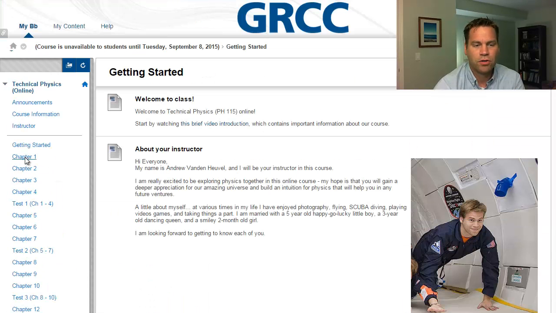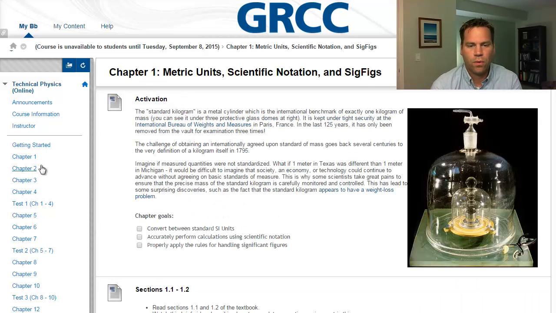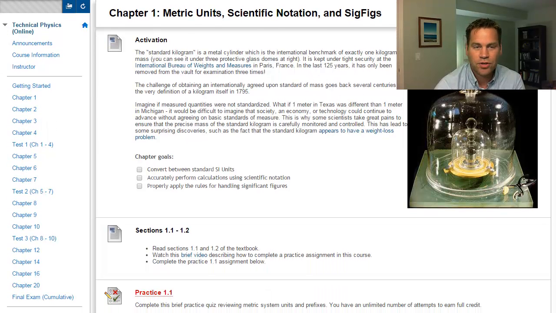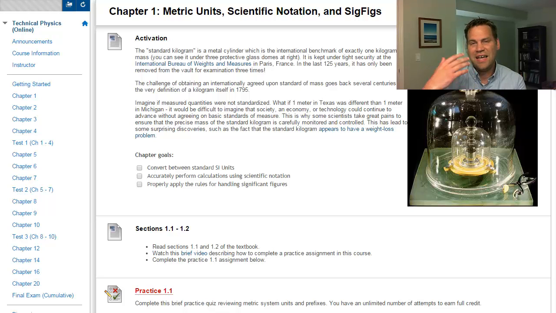Let's go look at a typical chapter page. So here's chapter 1, and here's what you'll notice when you're looking at a typical chapter. It's always going to start with an activation. This is something to just capture our interest, to set the context for what we're learning about. Generally, they're just interesting stories or things related to the topic we're going to learn about.